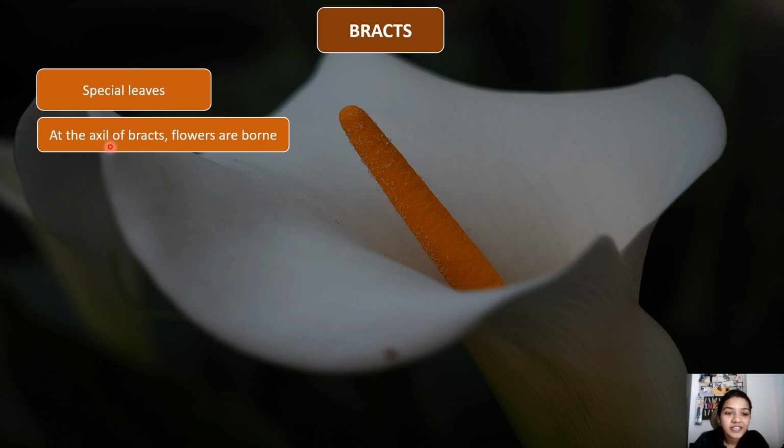So axil is that angle that is formed between two things, right? So at the axil of bracts, flowers are born. So from the axil of bracts flowers start growing, right?